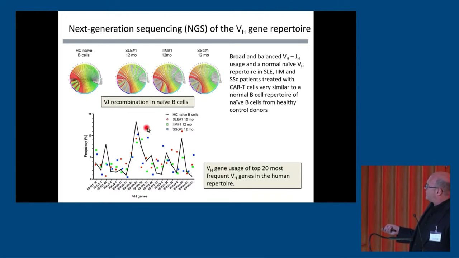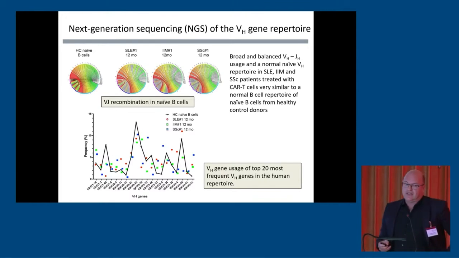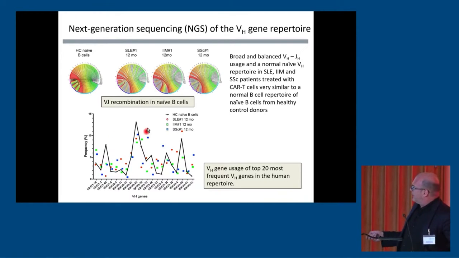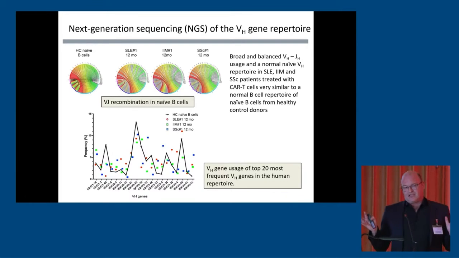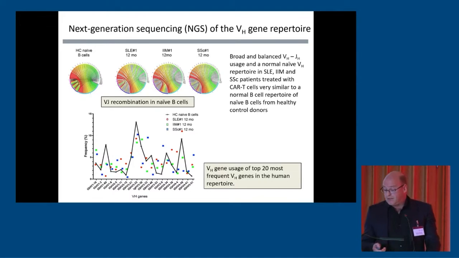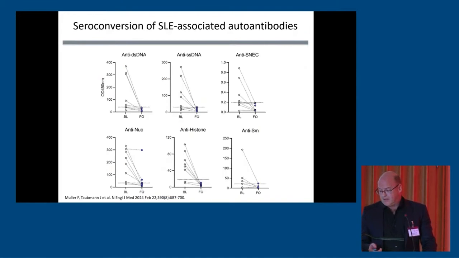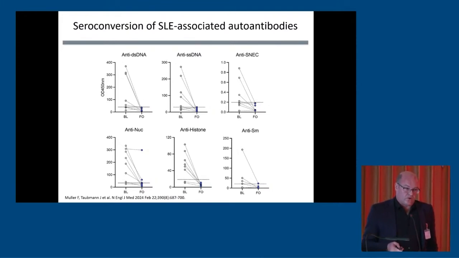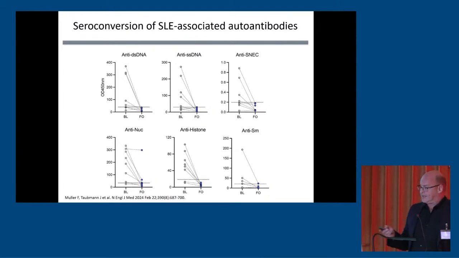And also the most frequently expressed VJ genes that would represent the healthy individual, the solid line, is very much in line with the treated patients. So we think that these patients lack the clonality and build up a completely new B-cell system. And this is probably why we do see a seroconversion of the lupus-related antibodies.